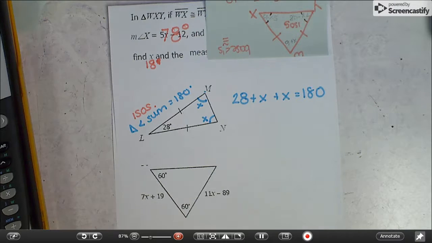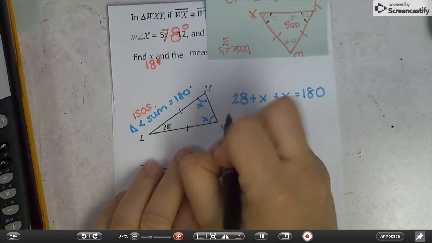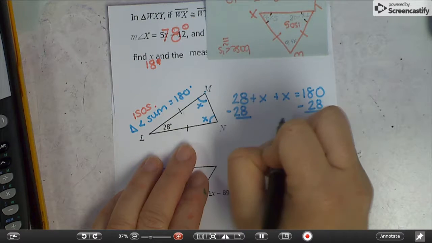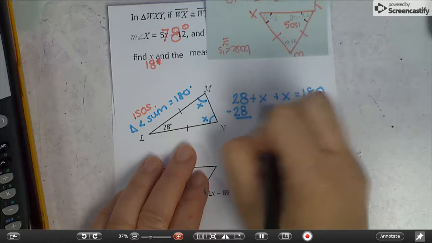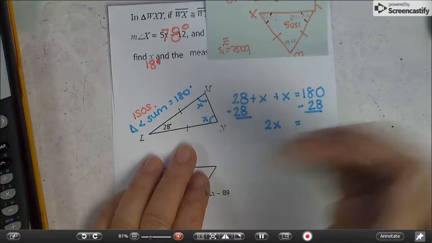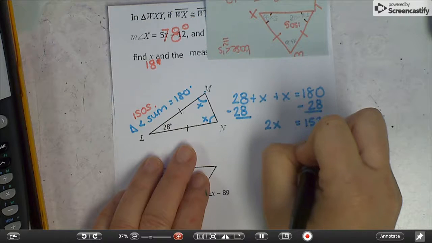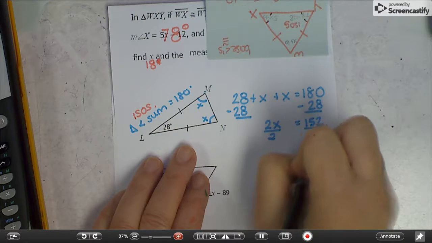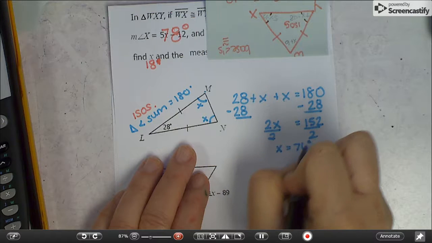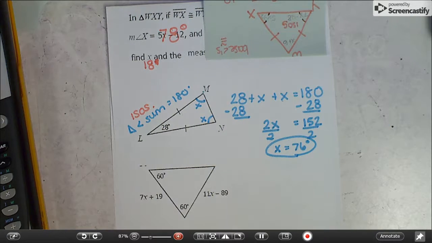I'm doing this the long way. You could do a shorter way, which you can figure out on your own if you need to. Oops. All right, I'm just going to combine these now because I kind of skipped a step. 2x equals 152, divide by 2. So x equals 76 degrees. Angle M and angle N are 76 degrees.